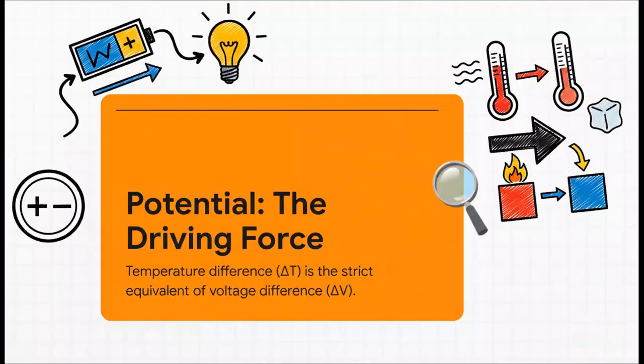First up, you need a driving force. In electricity, that's voltage, right? A voltage difference is what pushes electrons to move through a wire. In the thermal world, the driving force is a temperature difference. Heat naturally flows from hot to cold. If there's no temperature difference, there's no heat flow. It's the exact same principle.